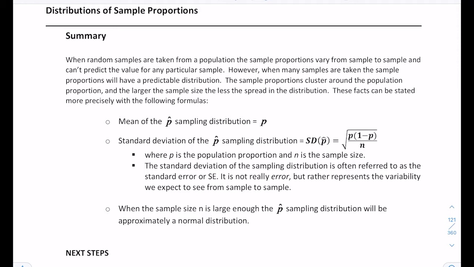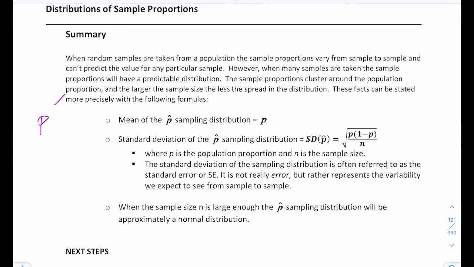So in summary, when we have random samples taken from a population, the sample proportions vary because not every sample is going to be the same. And it's difficult for us to predict the value for any particular sample. But when we take lots of samples, we have a predictable distribution. The sample proportions will cluster around the population proportion, which again is P. And the larger the sample size, the less the spread of the distribution. So we talked about how the standard deviation decreases when the sample size increases.